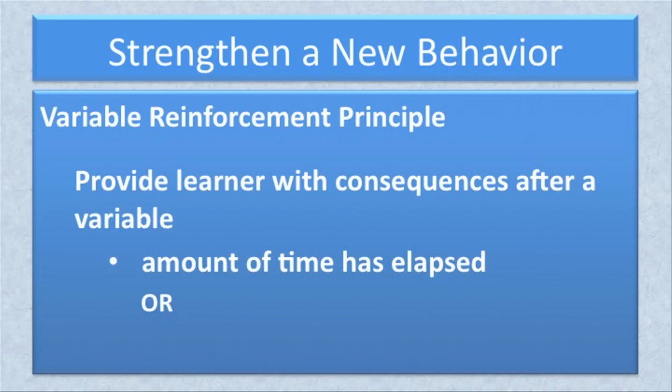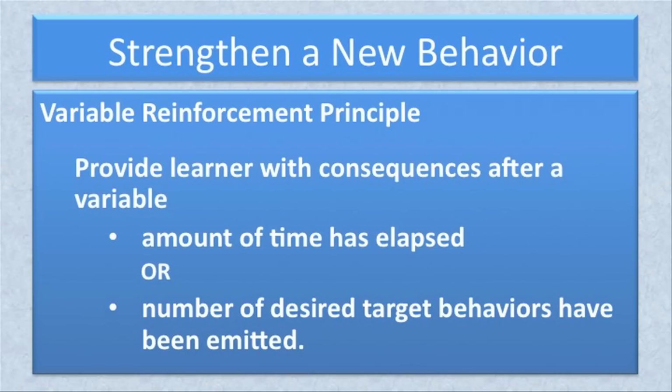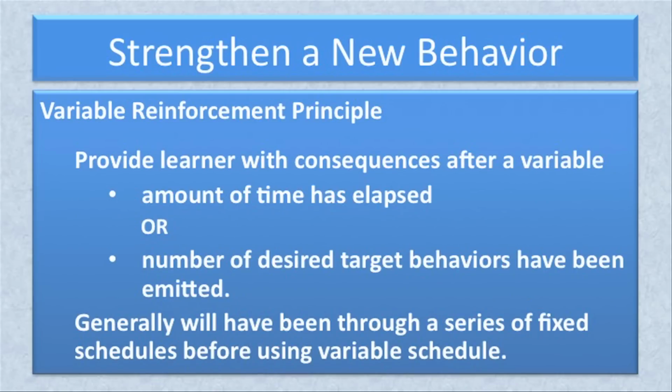A second principle for strengthening a new behavior is to move to a variable reinforcement schedule. Remember from the discussion of schedules when using consequences in operant conditioning that a variable interval schedule means a certain amount of time will have elapsed before a learner is capable of receiving reinforcement by emitting the target behavior, and then a different amount of time is selected, or a certain number of target behaviors have been emitted and then a different number is designated. In general, it is important to move to this schedule only after engaging in decreasing reinforcement on a fixed schedule, be it interval or ratio.